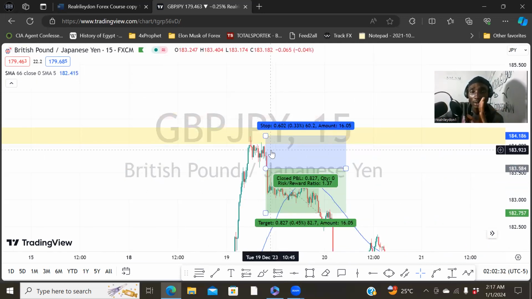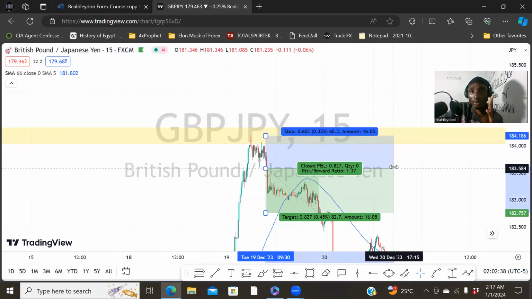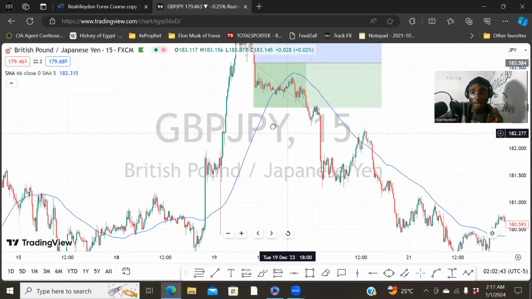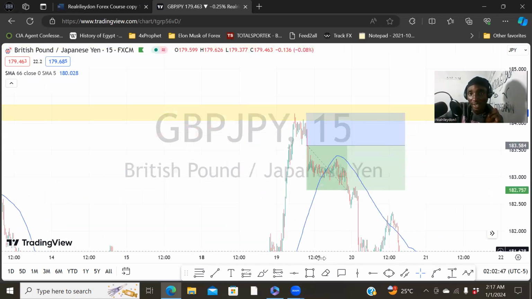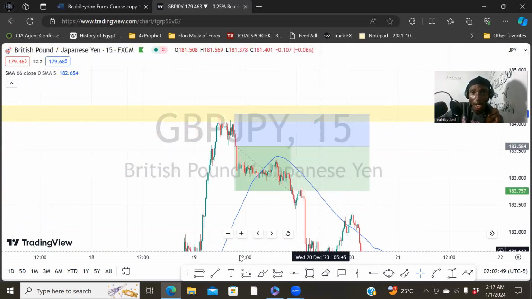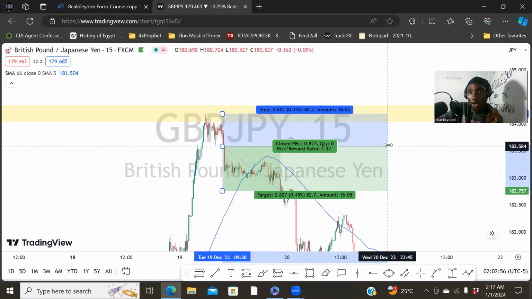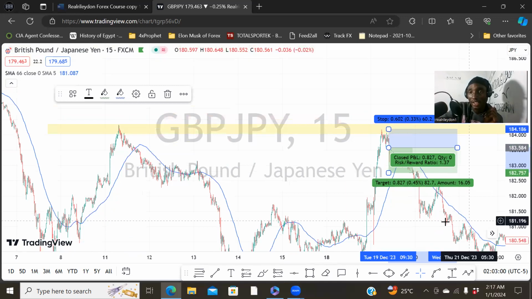So now the stop loss is 60.2 pips, that is 0.33%. Now, our stop loss is placed above the previous high. Our previous high is right here. Now I'm going to show you how to set your take profit zone, the area where you would take profit.